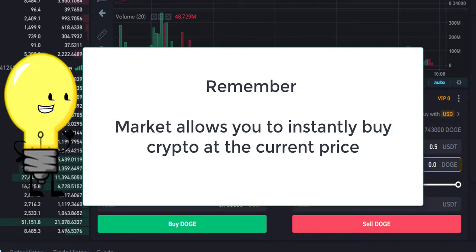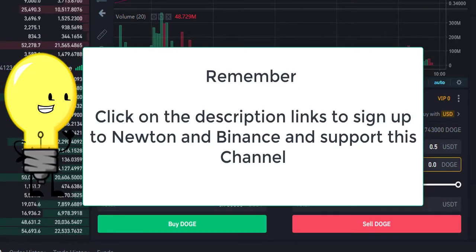My recommendation as a beginner is you can use market to buy and sell instantly. Or if you're trying to trade during the day, use limit trading.